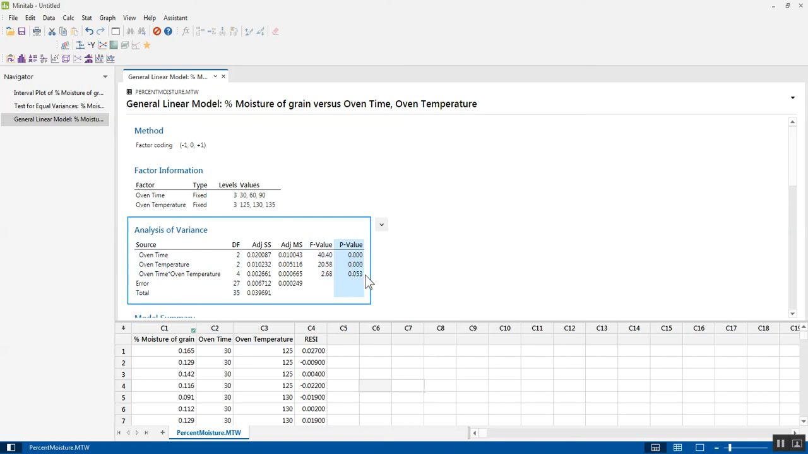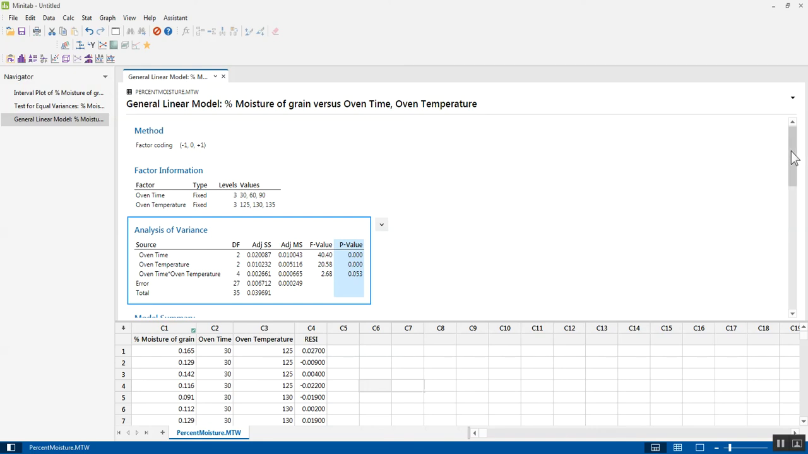The final one then is the interesting one. And look at that p-value. Really, it's just a whisker above 0.05. If we resolve that to 2 decimal places, we'd really want to be rejecting that null hypothesis. We've got a weakly significant interaction. So that's telling us that the effect of oven time on the percentage moisture content of the grains is not equal for all oven temperatures.